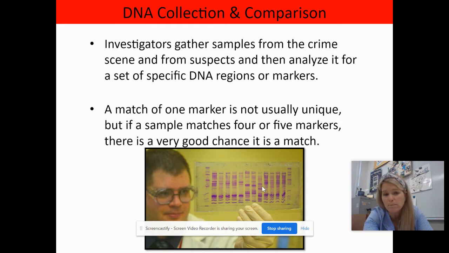If they don't line up, then it's definitely not a match. And sometimes they'll match up in some parts and not others. And that could indicate people are related, okay? But it has to be the same individual.